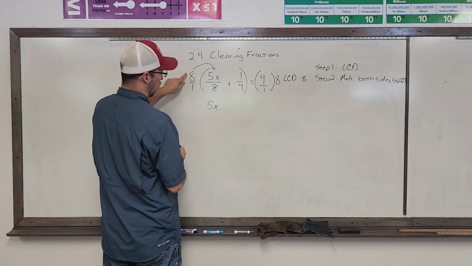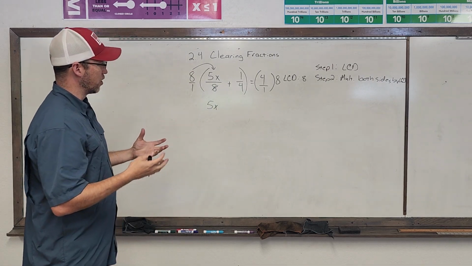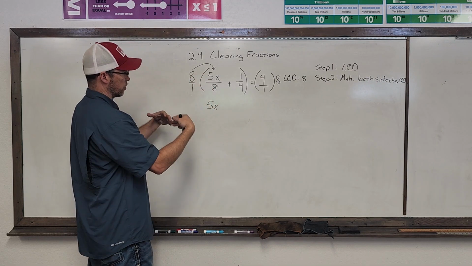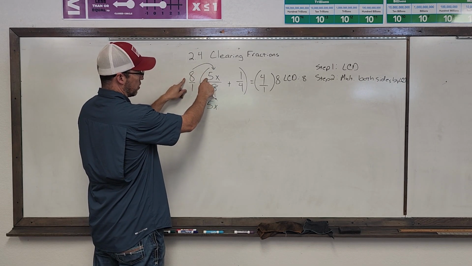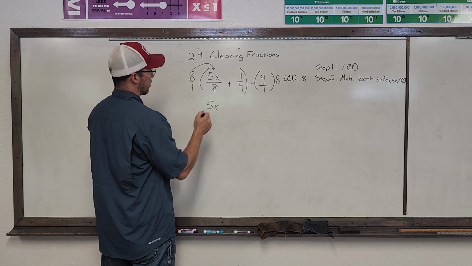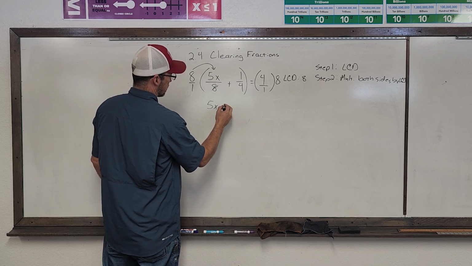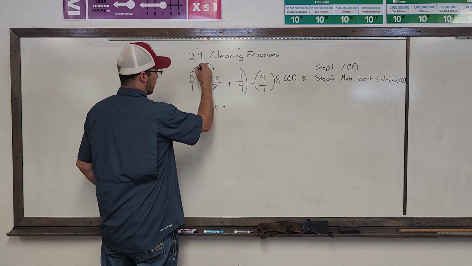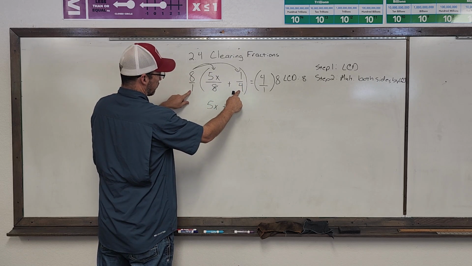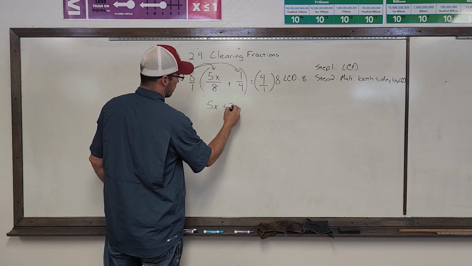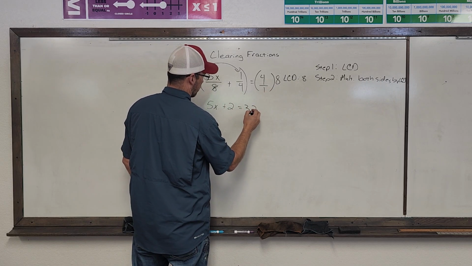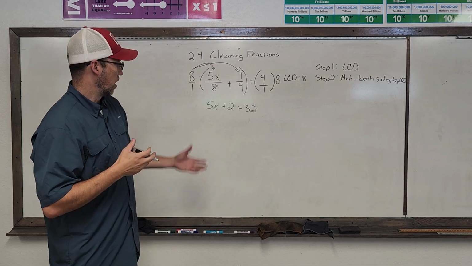5x over 1. Another way, if you don't like that, you could have said the top times the top, the bottom times the bottom, and then reduce. So if I do 8 times 5, I get 40. 40 divided by 8 is 5. All right, so either way is fine. Plus, we'll do this one the second way I said. 8 times 1 is 8. 1 times 4 is 4. So 8 divided by 4 is 2. Equals 8 times 4 is 32. All right. So I've cleared the fractions.